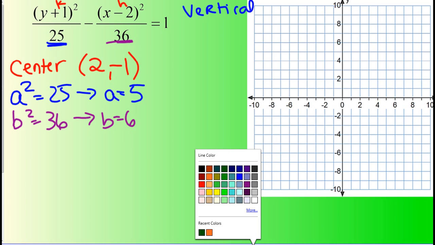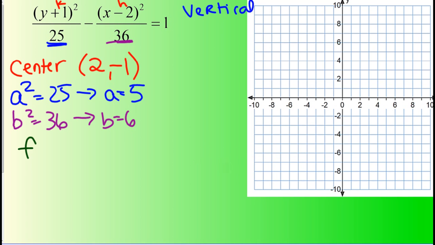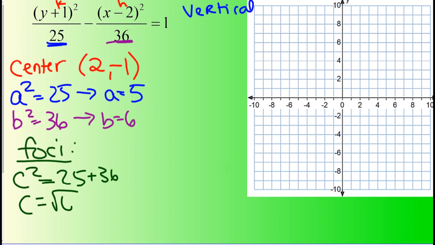Your foci: c squared equals a squared plus b squared. So c squared equals 25 plus 36. So c is going to be the square root of 61. And like we did with ellipses, we just want to round to the nearest tenth. Square root of 61 rounded to the nearest tenth is 7.8.